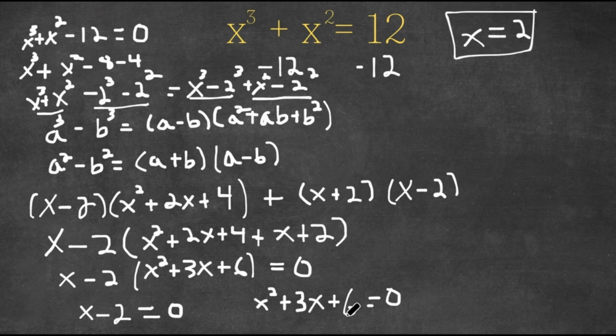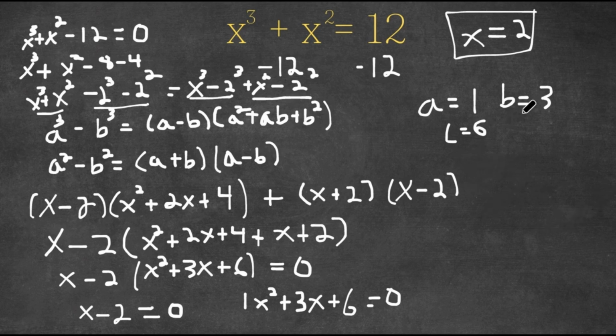Now for x squared plus 3x plus 6, we're actually going to be using the quadratic formula. So a is 1 because the coefficient of our first term is 1. B is 3. And C is 6. So now we're simply going to plug these into our quadratic formula.